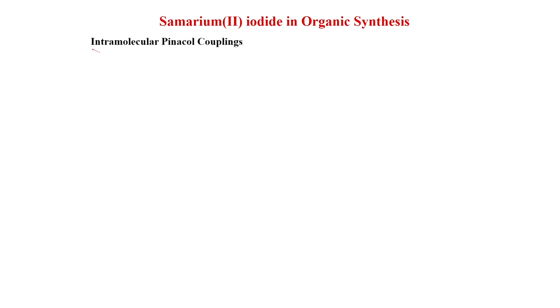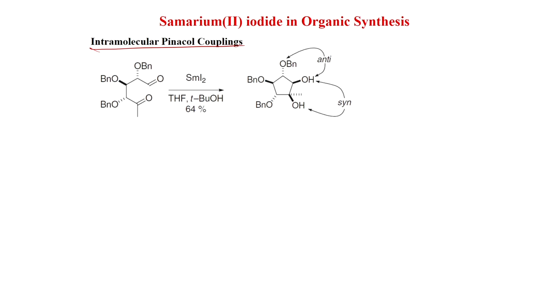Now, we will see intramolecular Pinacol coupling. So, we have seen the intermolecular Pinacol coupling, the diastereoselectivity is less, but in intramolecular cases we can see the diastereoselectivity sometimes is very high, because you can create the cyclic transition state. Like here, in this compound you can see aldehyde is there, ketone is there, and 3 O-benzyl groups are there, and with samarium iodide, THF, tert-butanol, you get this product in 64% yield, and this is very highly diastereoselective.